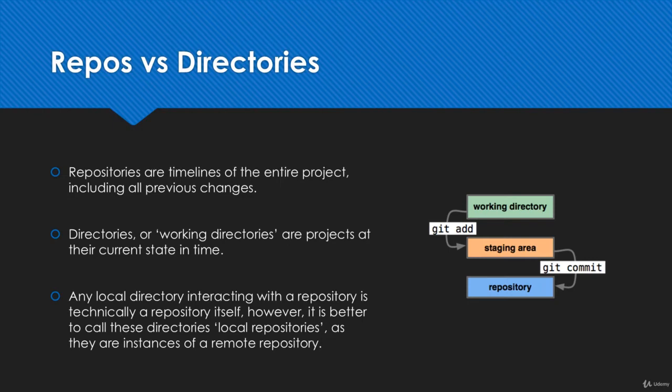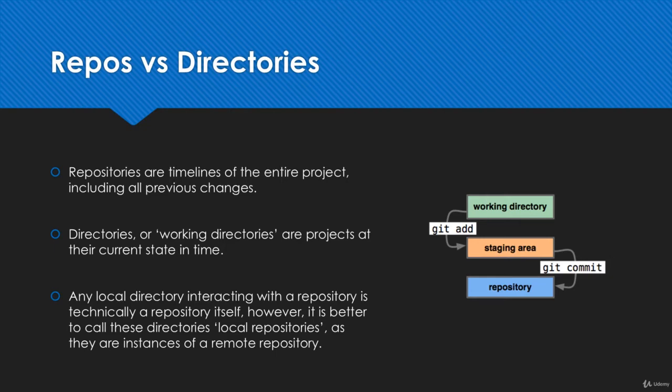Technically, any directory that has source control installed on it is a repository itself, but it's better to call these local repositories, as I said in the previous slide, because usually they are stored on some sort of shared server and you interact with them. So that's what most people do, they store them on GitHub, for example, and they simply pull and push from that repository. So anything that's stored on your machine, any repositories, directories, are usually called local repositories.